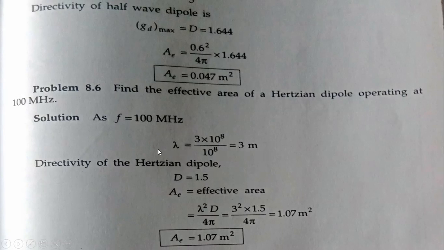The directivity of the Hertzian dipole is half of the previous one. So how can we find the effective area? That is lambda square D divided by 4 pi. That's why we require the capital D, the directivity, which is nothing but 1.5. So 3 square into 1.5 divided by 4 pi, and if you multiply this out, you will get 1.07 meter square.